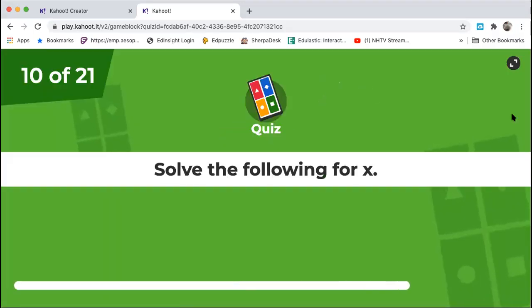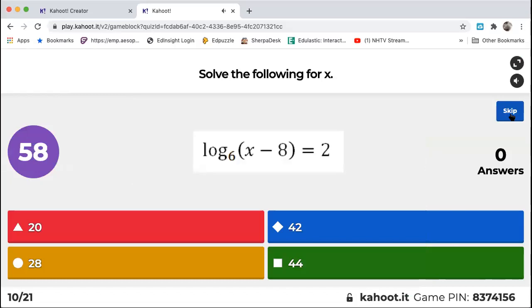All right, solve for x. So now we've got an equation. Log base 6 of x minus 8 equals 2.